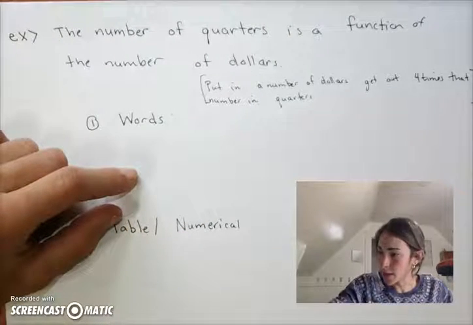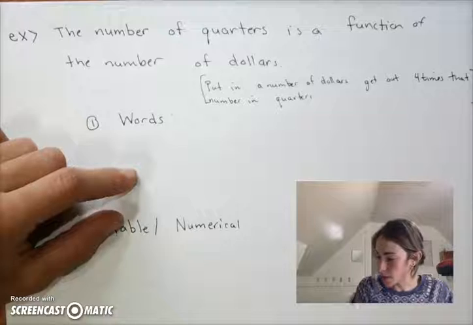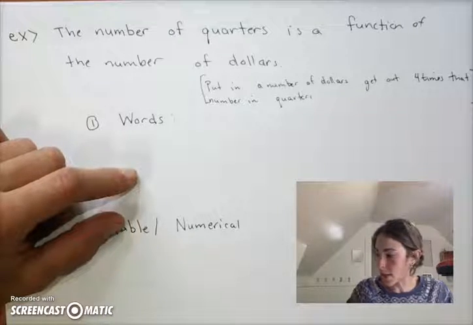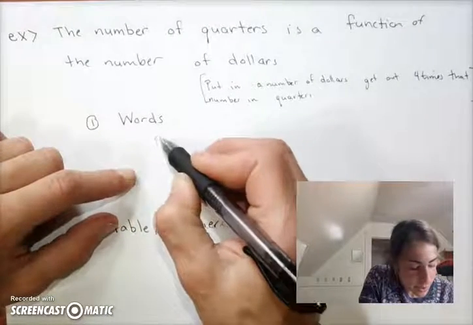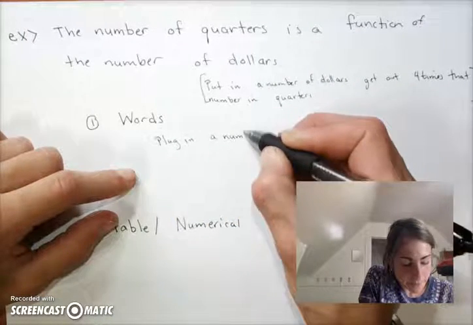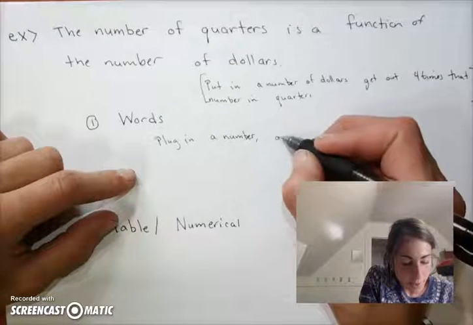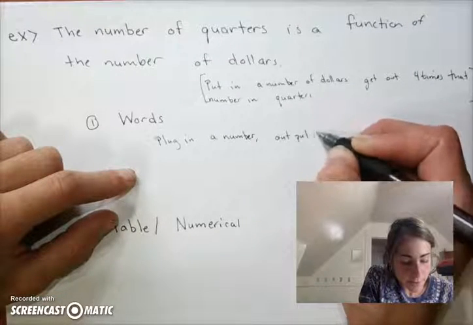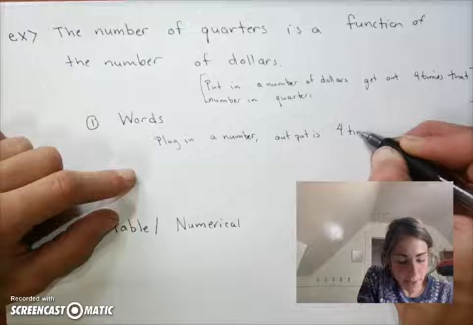So more succinctly, the way that we could describe this one in words is just to say something like plug in a number, output is 4 times that number.